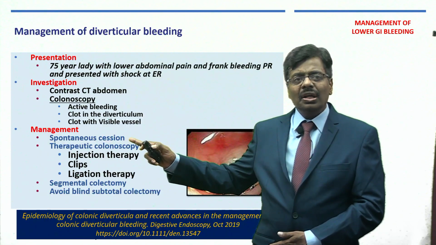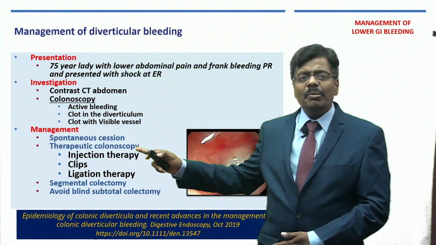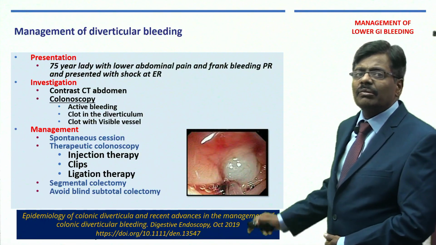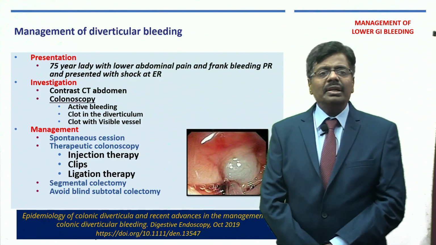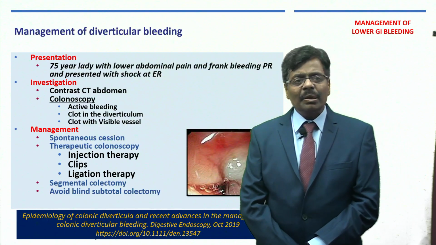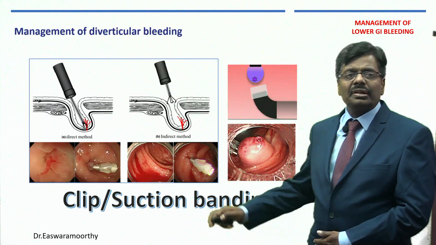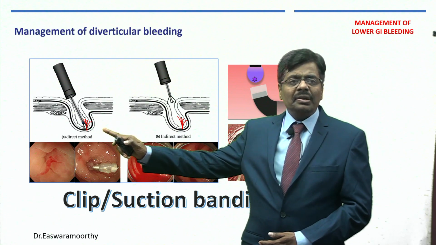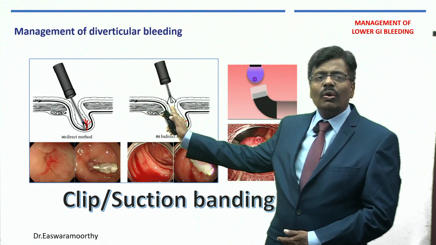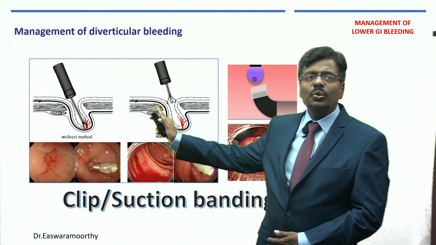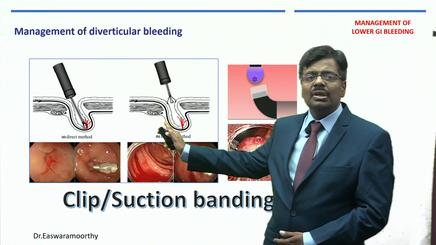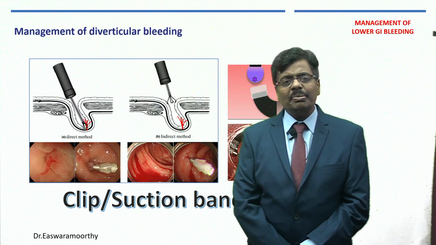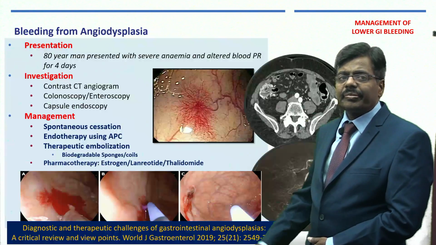Spontaneous cessation is more often a possibility, but if you are going to do some intervention, the simplest thing is injecting them with dilute adrenaline. The other thing we can do is a clip application or a suction ligation. For example, here a Liga clip can be applied right to the base where it is bleeding, or even the whole diverticula can be clipped. These are the two ways of attacking with the hemoclips, or like what we do for esophageal varices, the same principle can be adapted to do a suction banding.